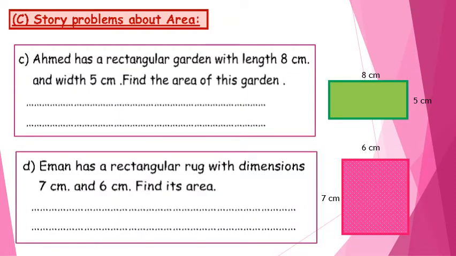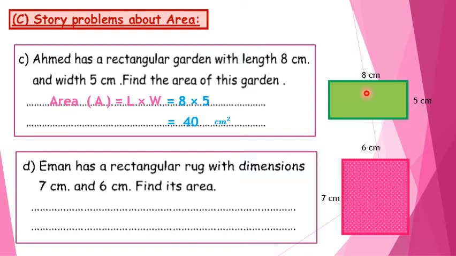Okay, I have here some story problems about the area. Ahmed has a rectangular garden with length 8 and width 5. Find the area of the garden. Okay, all I'm going to do is just multiply the length by the width to get the area. So I multiply 8 by 5 will be 40. And don't forget that there's a unit, it's a square unit. Or I can just write centimeter square.